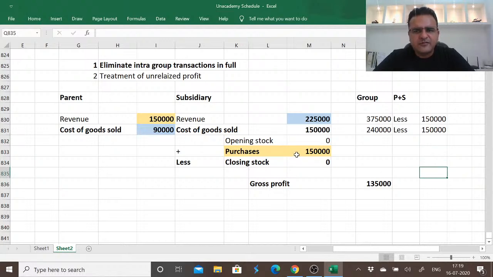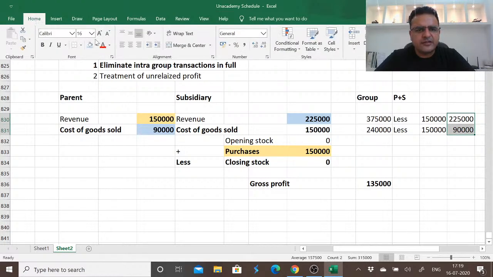Because this is the amount which is inflated. In reality, the net impact is that 90,000 worth of goods were sold for 2,25,000. So 3,75,000 minus 1,50,000 is equal to 2,25,000, and 2,40,000 minus 1,50,000. So reality was that 90,000 worth of goods were actually sold for 2,25,000.